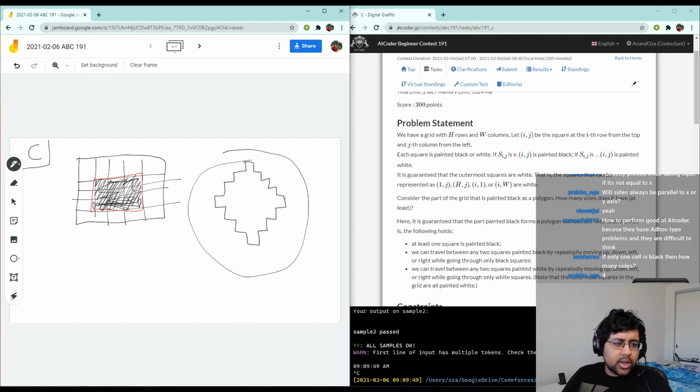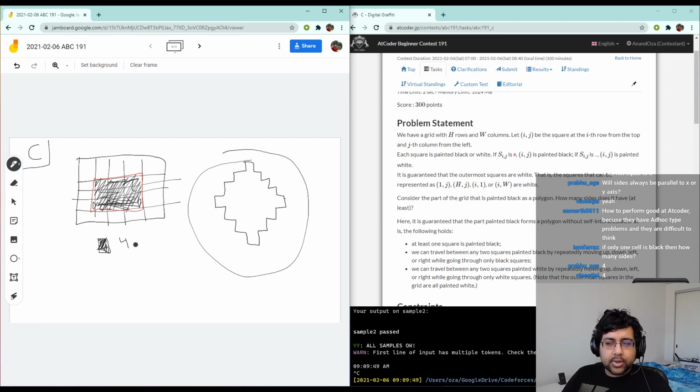And yeah, if only one cell is black, as someone asked, then I think that would be a square, so that would be 4 sides.